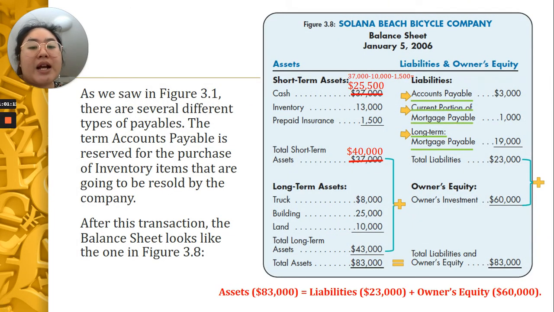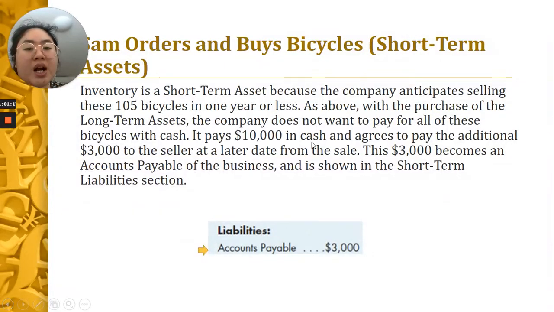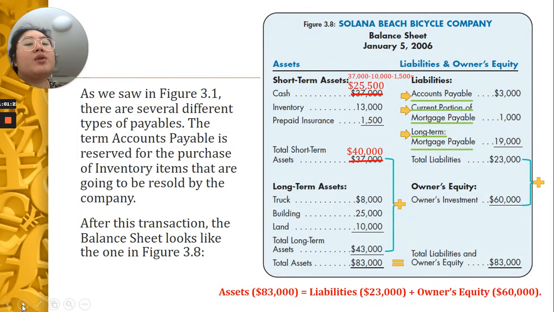And the inventory is equal to all of the inventory of the bicycle, 8,000 and 5,000, will be equal to 13,000. But you prepaid insurance for the building for 3 years, 1,500. So you sum it up: 25,500 plus 13,000 plus 1,500, you will get total short term at 40,000.